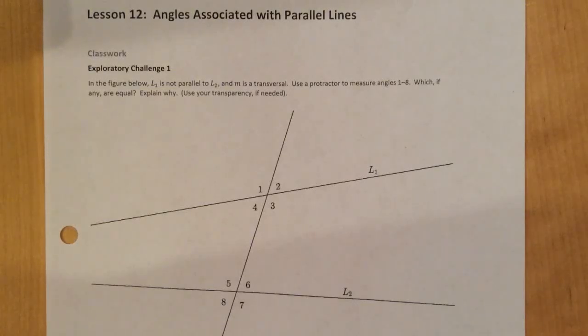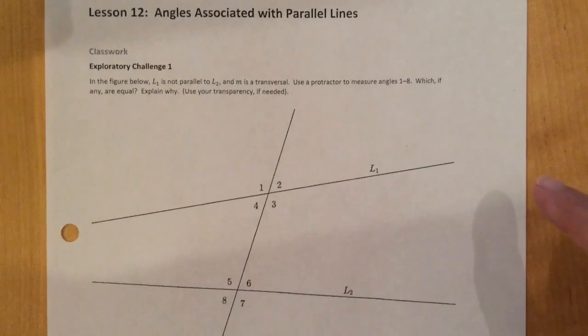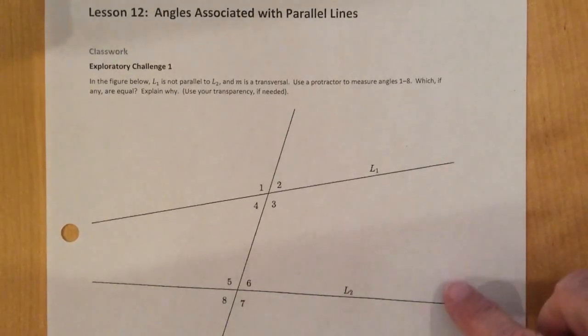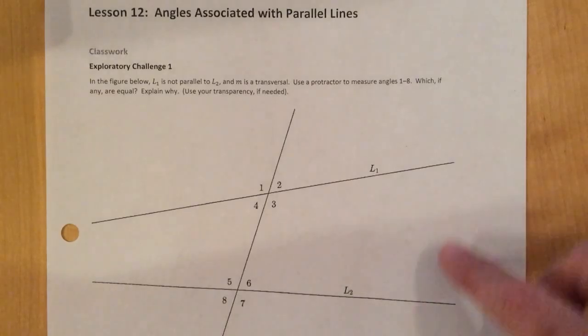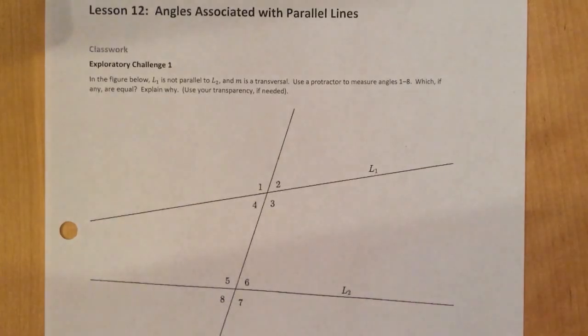Okay, we're on lesson 12, and the title is Angles Associated with Parallel Lines. So in this lesson, we're going to look at what happens when you have a couple parallel lines. And the picture you're looking at right now, line 1 and line 2 are not parallel, but we want to look at what happens when they are. So in a minute we'll get there.